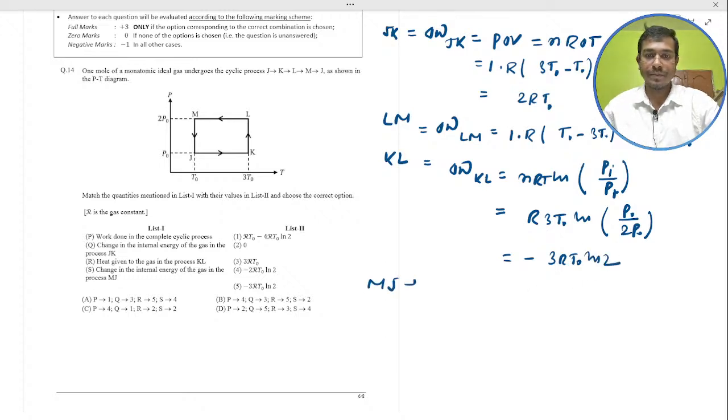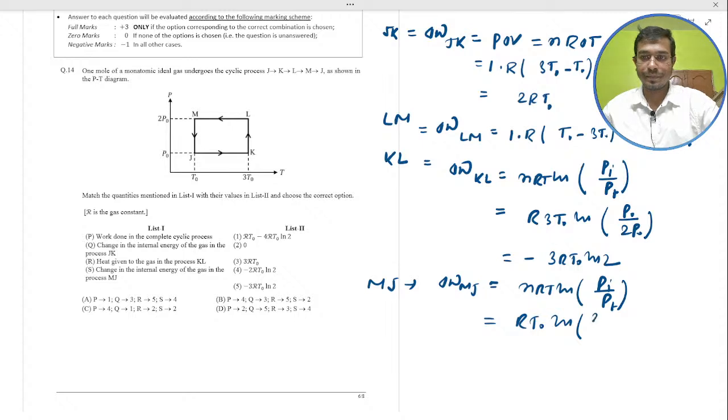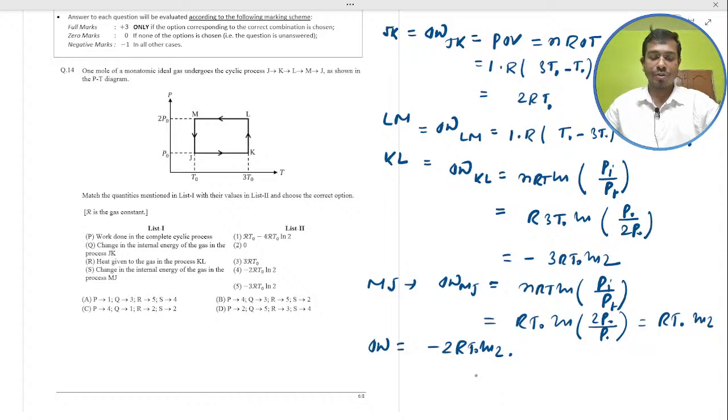Now for the path MJ. Del W MJ is nRT ln P initial by P final. Put this value, simple: R T naught ln 2 P naught by P naught. This will become R T naught ln 2. So the total work done del W is equal to minus 2 R T naught ln 2. This is the total work done.